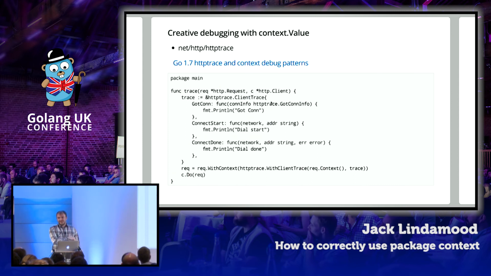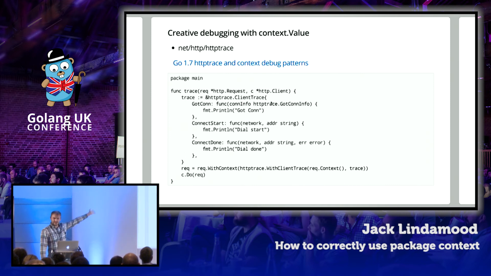So, creative debugging with context.value. There are some creative ways to use context.value. I wrote this blog post, HTTP trace and context debug patterns, that I guess you can now clap on Medium. Sorry, it's like clap.